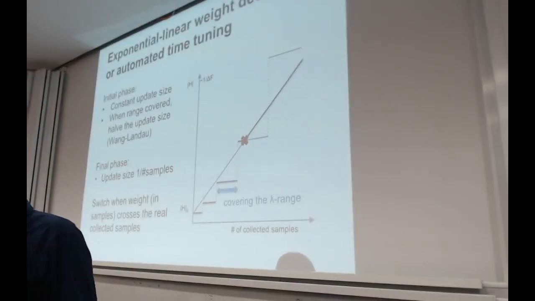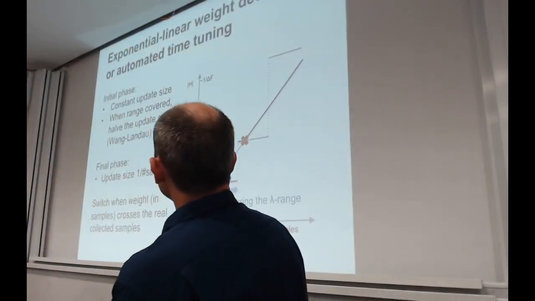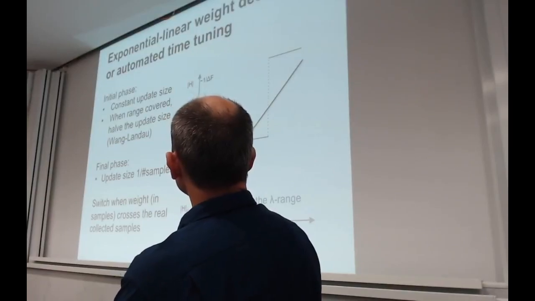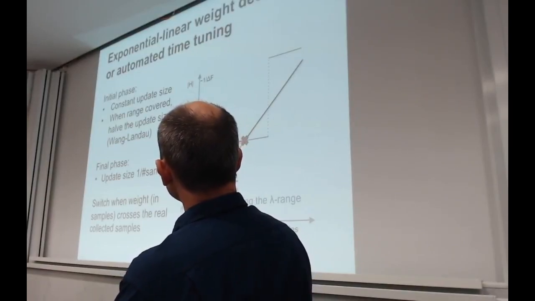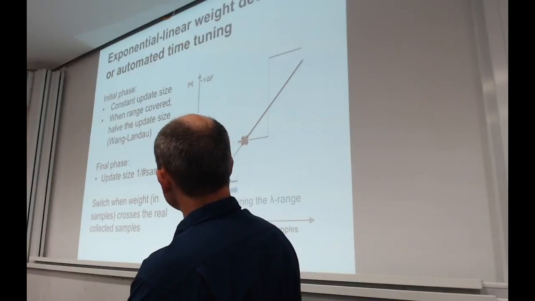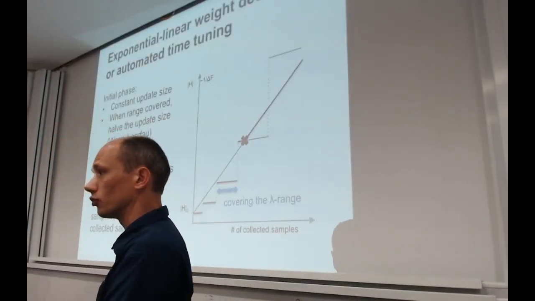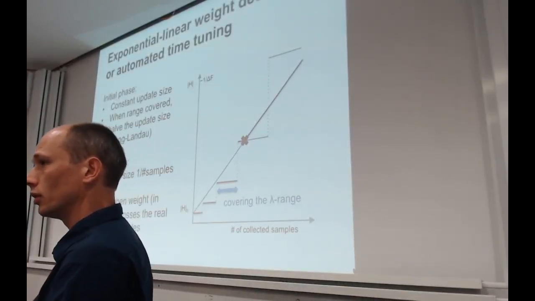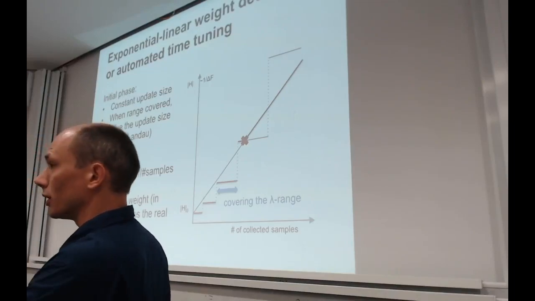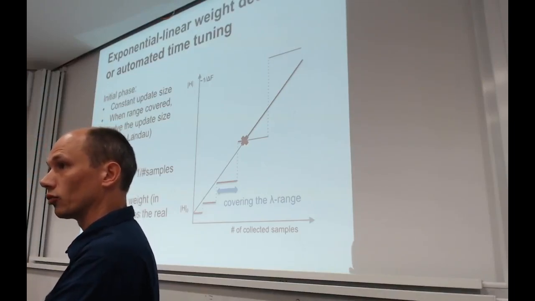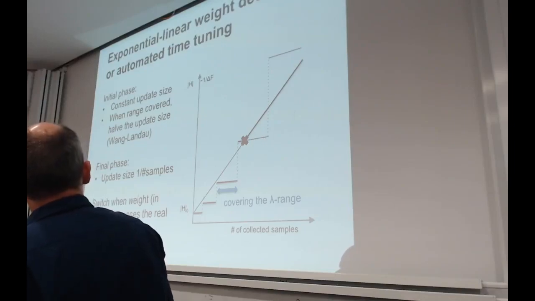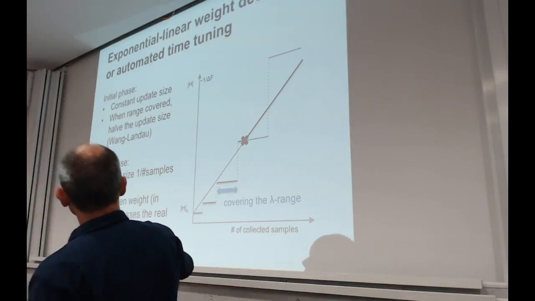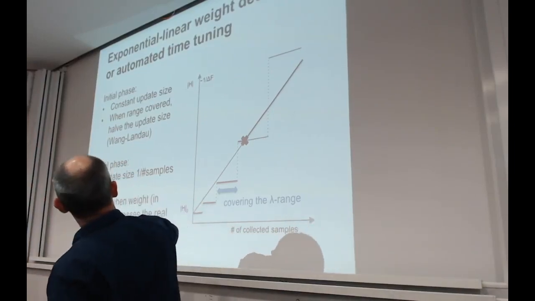Okay, so one important ingredient here is that we have an exponential-linear weight decrease, which automatically tunes the time of the system. So you need to have some parameters in this method, not many. But one is by how much should I update? Like if you do metadynamics also, what should my update size be? So our trick here is that we initially had, in the initial phase, I had updated slides, but I got the wrong ones into Berk.